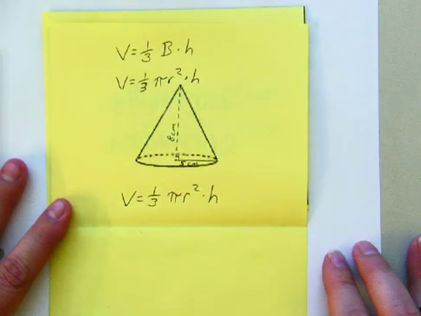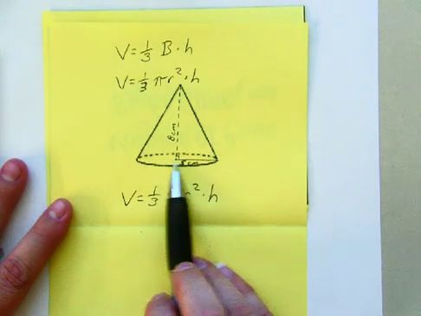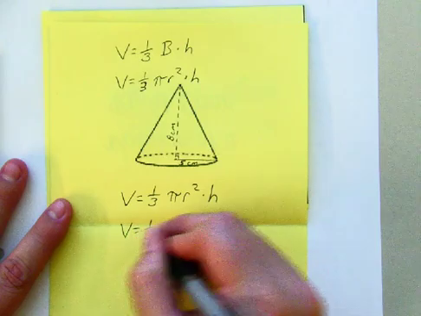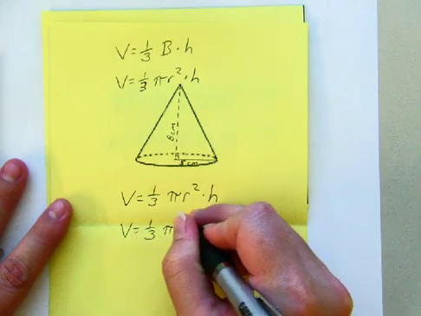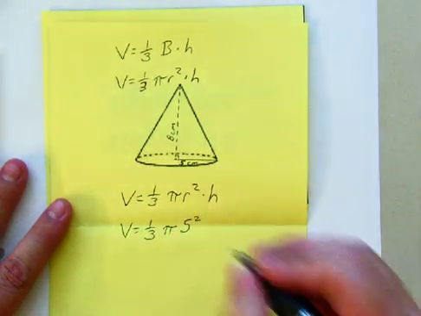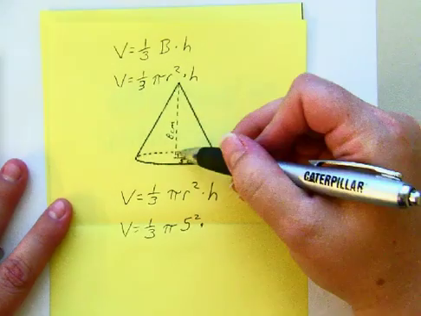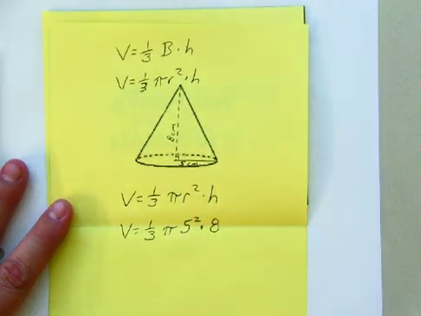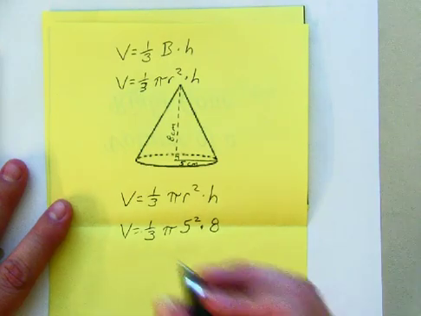And then we're going to plug in the things that we know. For this one, we have a radius of 5. So V equals 1/3 pi 5 squared times our height. Our height for this example is 8. And then we're just going to simplify.